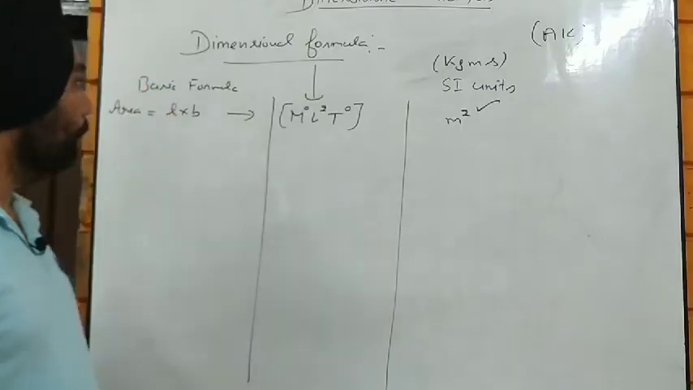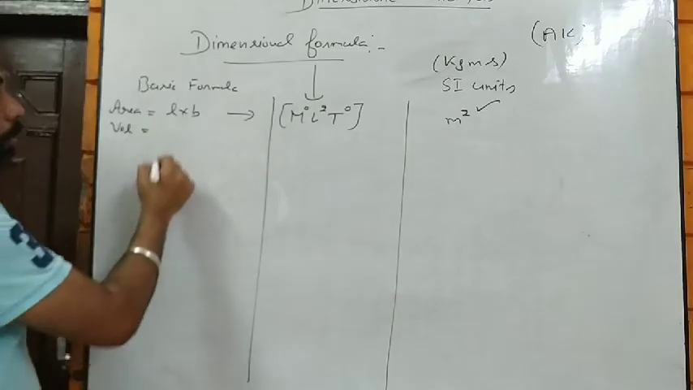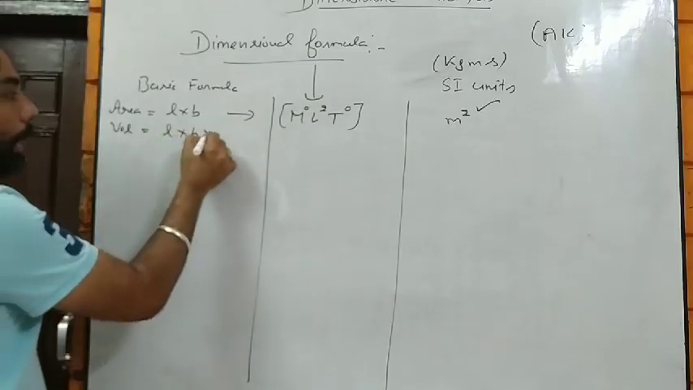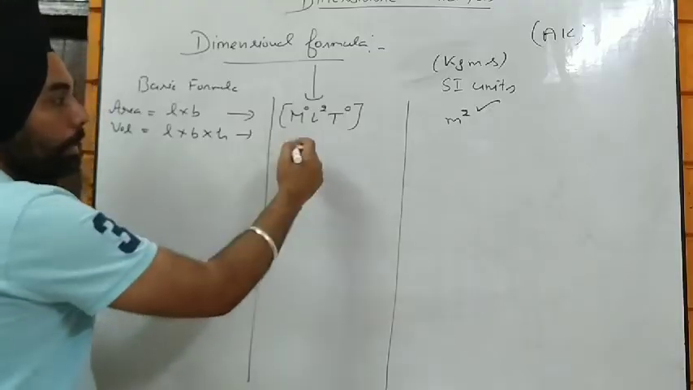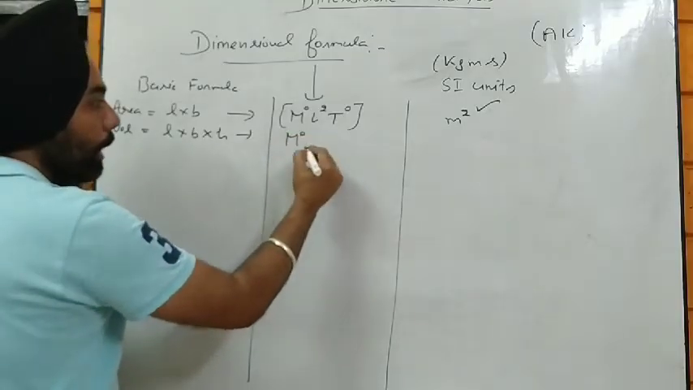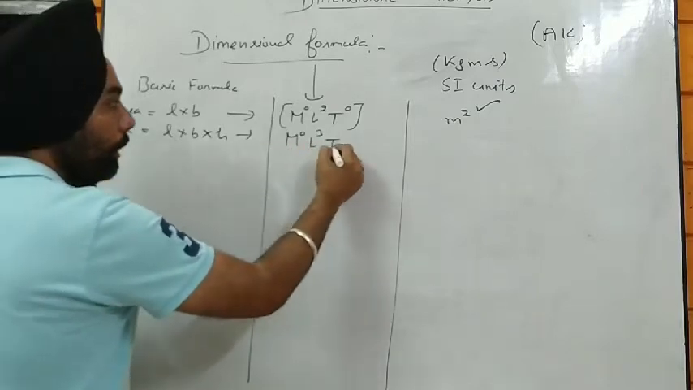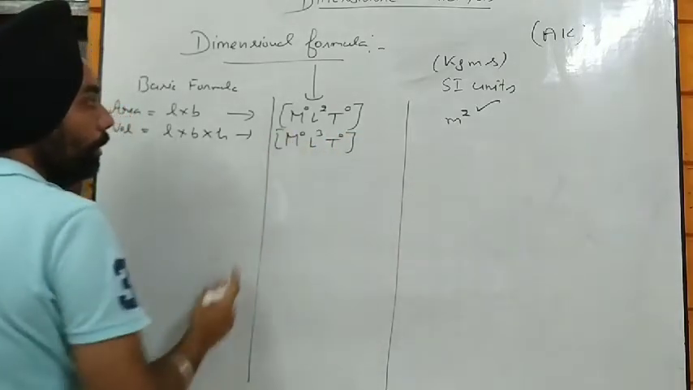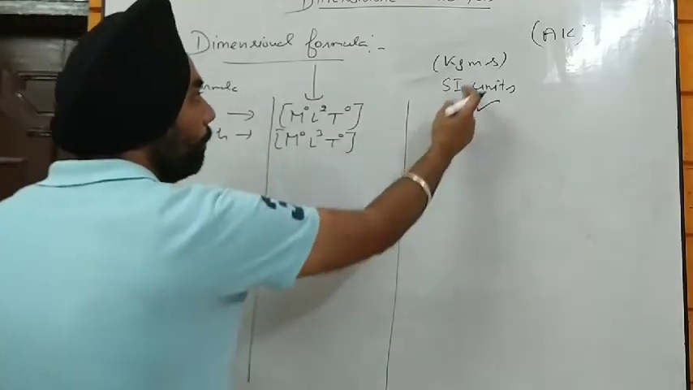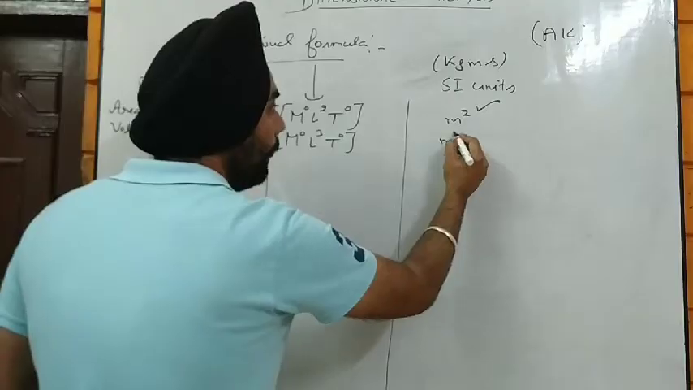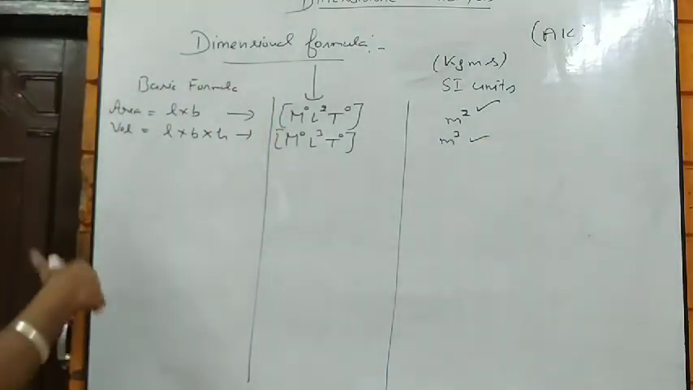Now moving ahead, just taking volume. Now what is volume? Length into breadth into height. Obviously now there are three lengths, so which means there is no mass, M^0. Now there are three lengths, so L cubed. There is no time, T^0. So that is the formula for volume. And obviously length cubed, which means meter cubed. So meter cubed is going to be the SI unit.